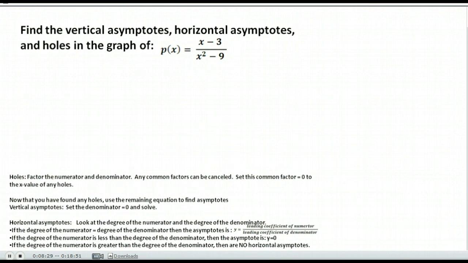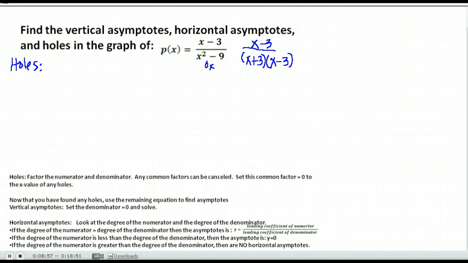Okay, here is another example. Again, we want to find any holes first. And to find holes, we factor the numerator, which doesn't factor, and the denominator. Again, this denominator is a difference of squares. One way you can think of it is, are there factors of negative 9 that would add to equal 0x in the middle? And we could factor this as x plus 3, x minus 3.